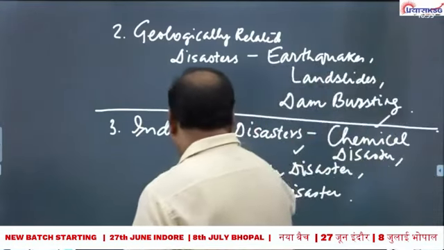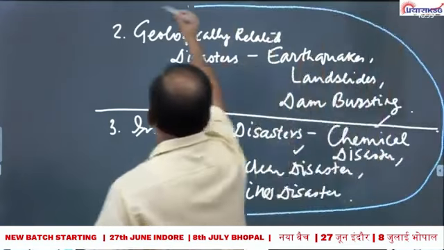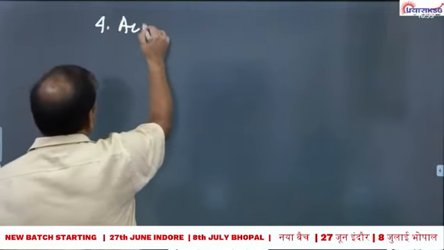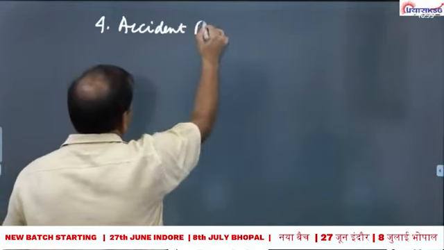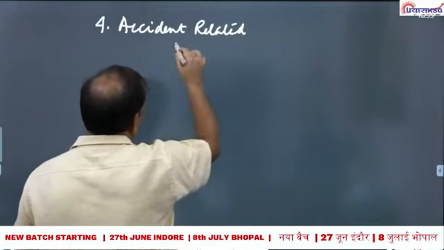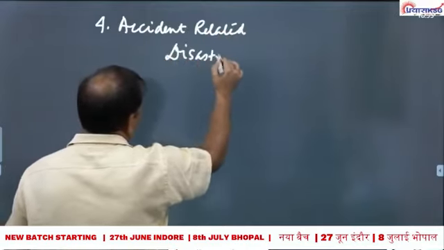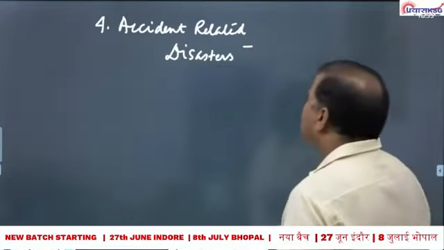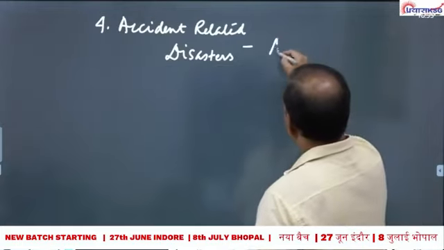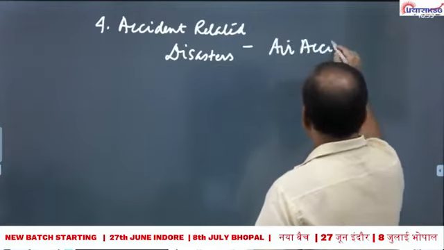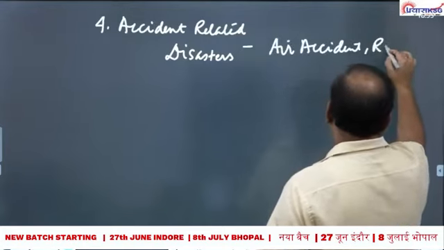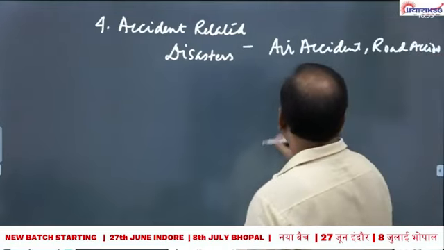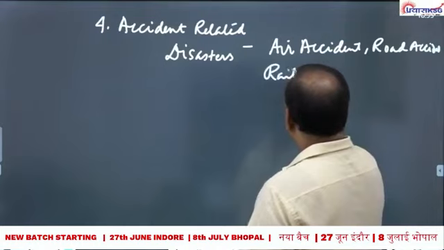Then the fourth category is what? Write down. Accident related disasters, which includes air accident, road accident. Obviously, they are not going to ask you a question on road accident. Road accident, rail accident.